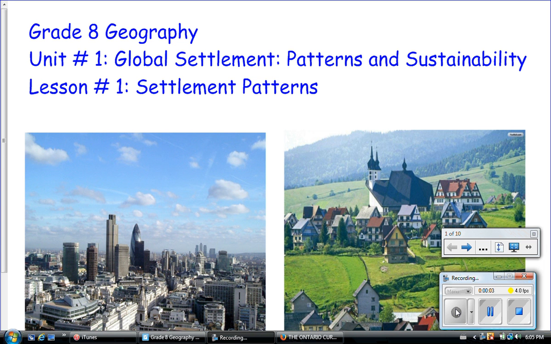Welcome to Grade 8 Geography, Unit Number 1, Global Settlement, Patterns and Sustainability. This is Lesson Number 1, Settlement Patterns.